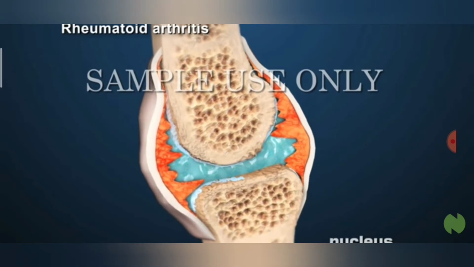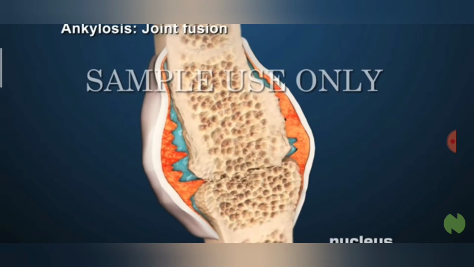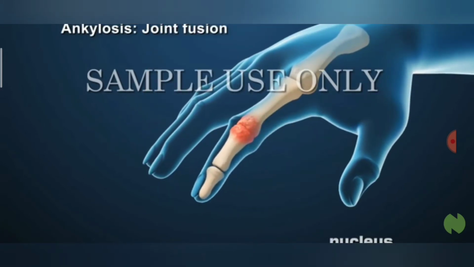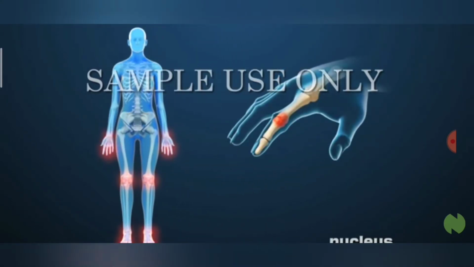Slowly and gradually inflammation takes place. The synovial fluid is consumed and the bones come closer to each other and gradually they fuse. Due to their fusion, joints become immovable and painful.